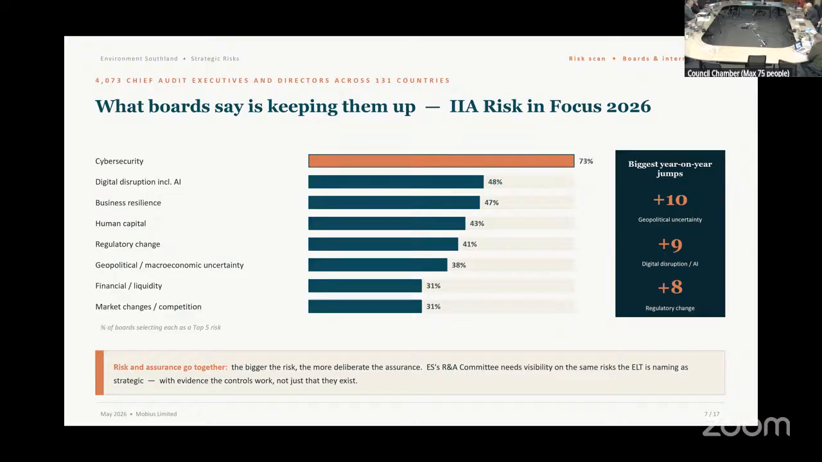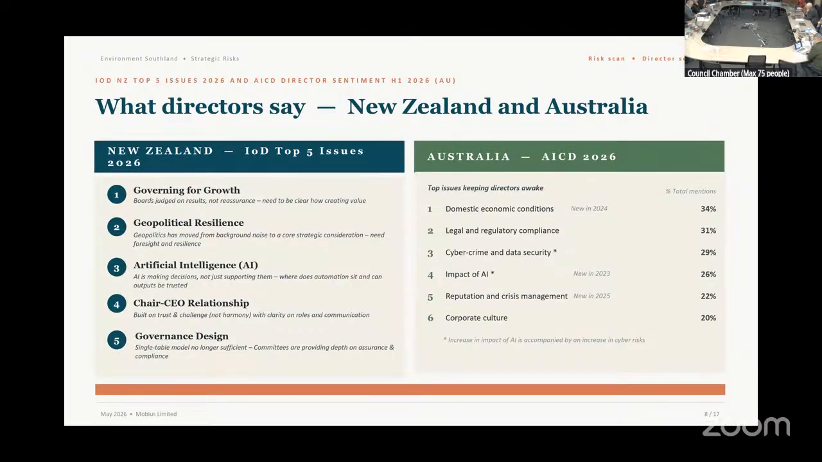That's probably something you're all getting more familiar with. It's a very hot topic in a lot of this reporting. I'll skip over this one very quickly in terms of what directors in New Zealand and Australia are saying, but it's more along the same themes: resilience, AI, and domestic economic conditions. So from a high level, those are the things globally and locally.